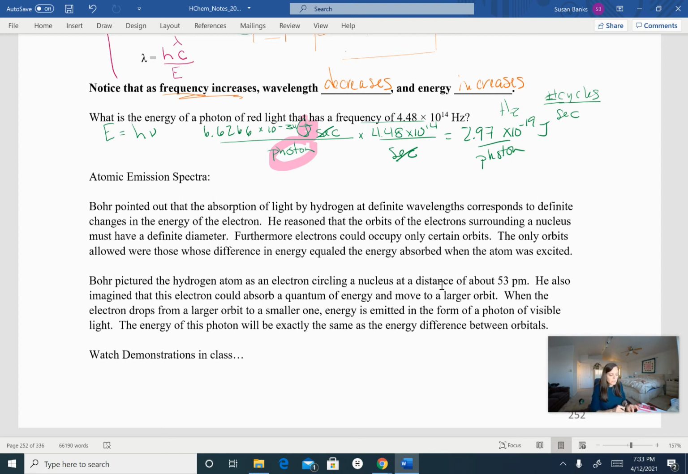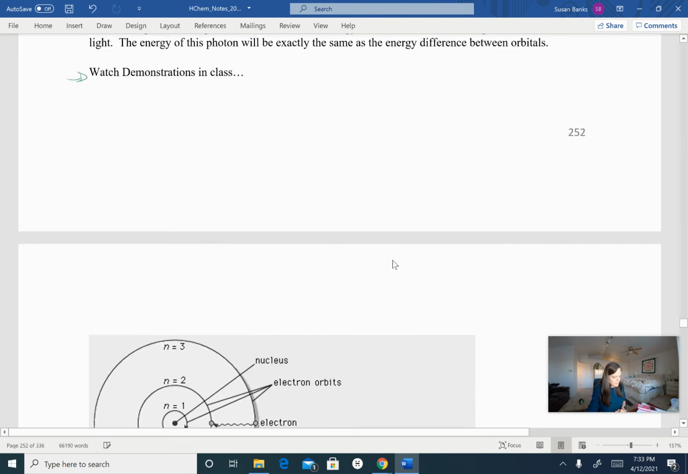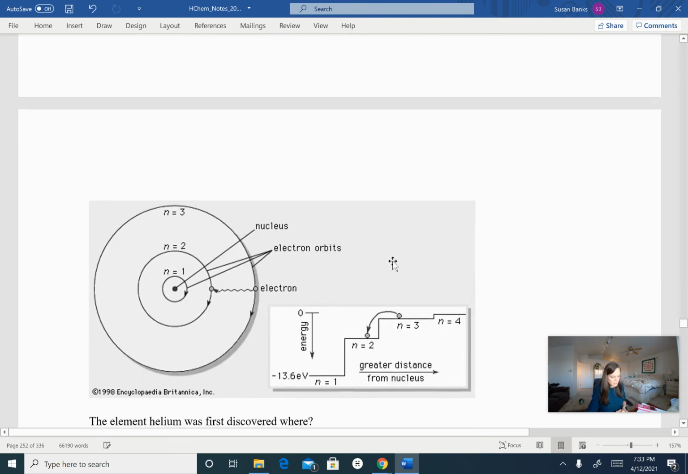So I'm going to put a video demo of this together for you and put it in the Canvas notes as well. Okay, it's really cool and you'll see what I mean. It's one of my favorite demos to do.